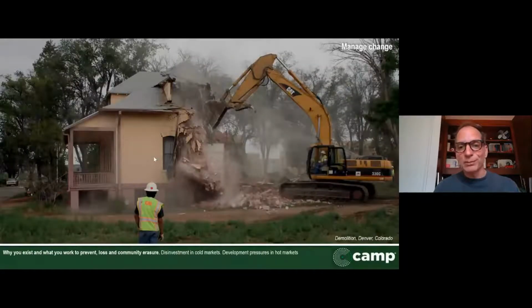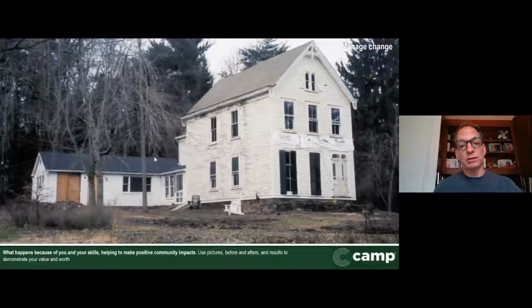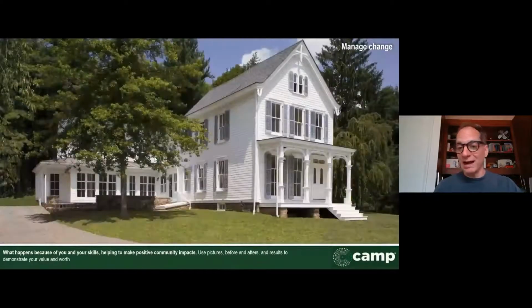This is ultimately what you're about: stopping demolition, the loss of historic places. But think about what would happen if you guys didn't exist. And this is one way to pitch yourself in terms of your value within your community. You ensure bad things like this don't happen in your community. If you didn't have a commission, these kinds of things could happen. It's also showing how you've supported and enabled good things. So these before and after scenarios happen because you provide a service.